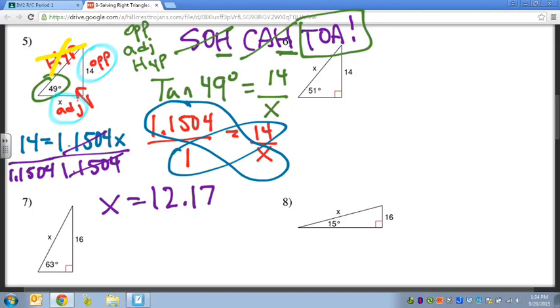So in this triangle, all I needed to do was find x. That was a video just to do some simple trigonometry to find the missing side length. In the next video, I'm going to show you how to solve the entire triangle.